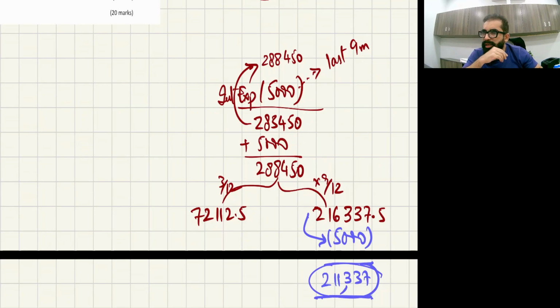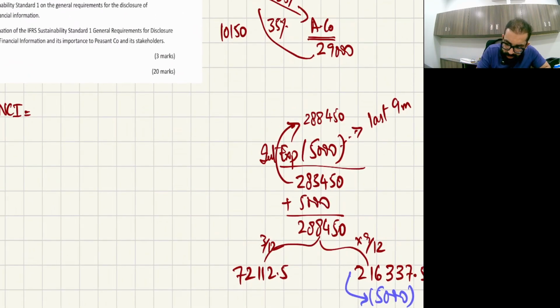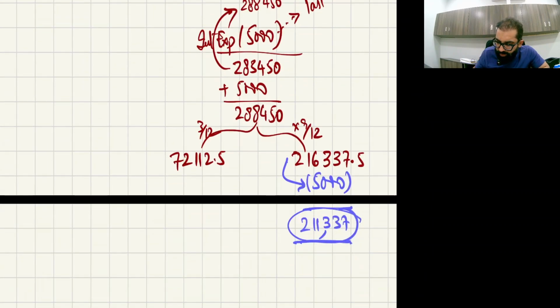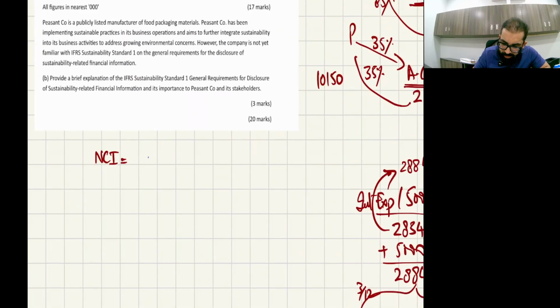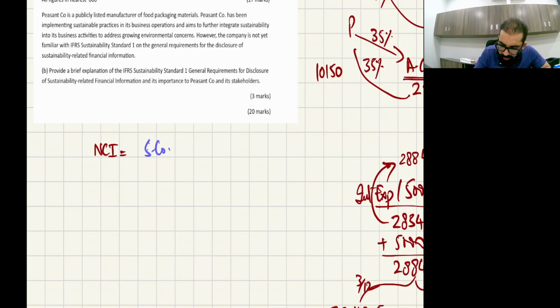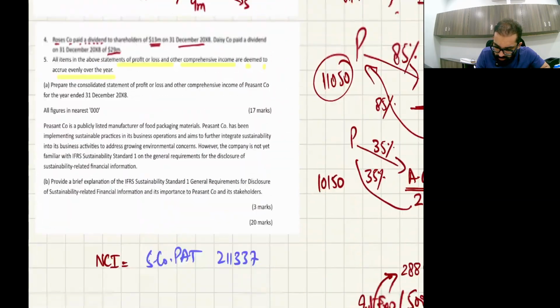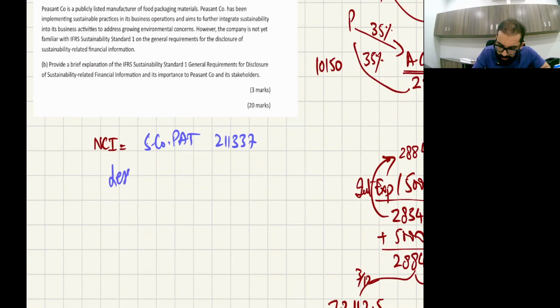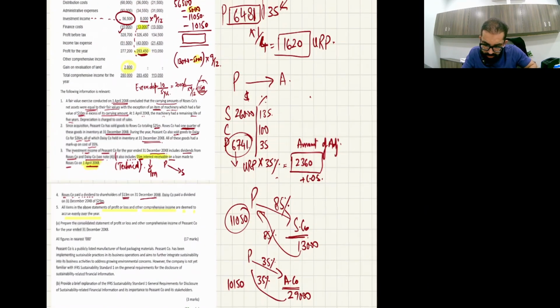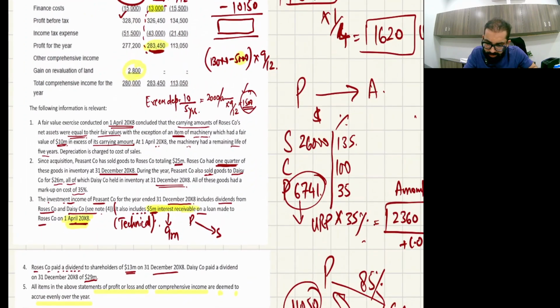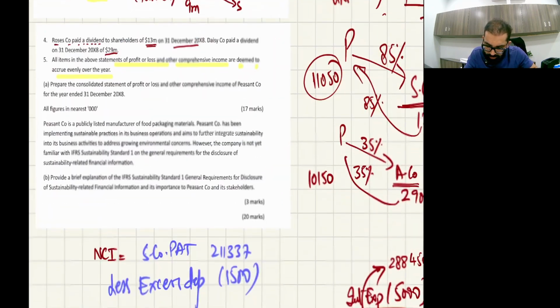Okay, so what I will do for NCI, I will use this profit 211337. Now let me check, this is with the 3 zeros, yes it is. Now less I will do excess depreciation. There was excess depreciation in this question of 1500. Remember, there was excess depreciation of 1500. I explained you this, note number 1.